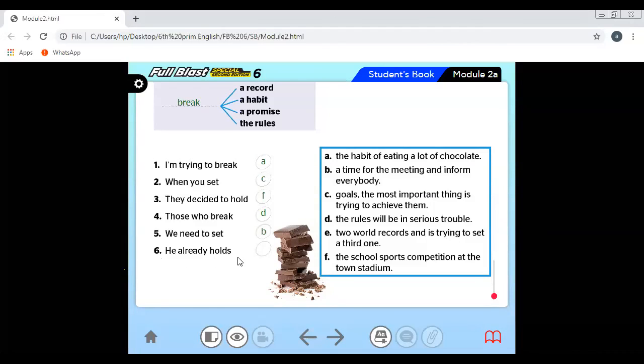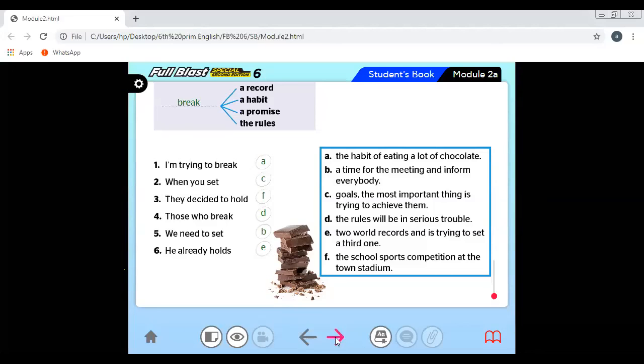6, he already holds. Yes, Noor. He already holds what? E. Two world records and is trying to set a third one. Excellent. Is there a problem, my dears?